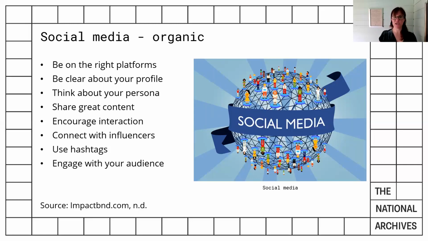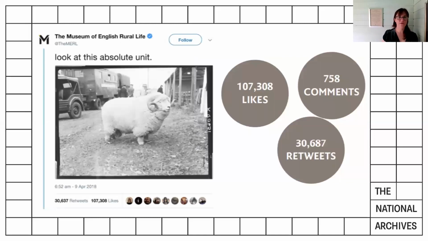Joining in conversations with hashtags, I guess most people will be aware of, but you can jump into existing conversations or potentially even start new conversations about key topics using hashtags, and really engaging with the audience. And there's a really fantastic case study. Anyone who's in this space on social media, you could do far worse than to check out the Museum of English Rural Life on Twitter. And this particular tweet, "look at this absolute unit", was amazingly successful for the Museum of English Rural Life.